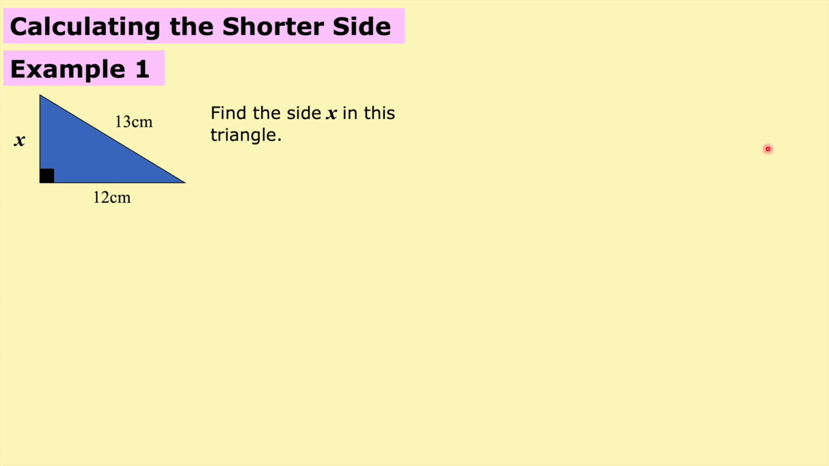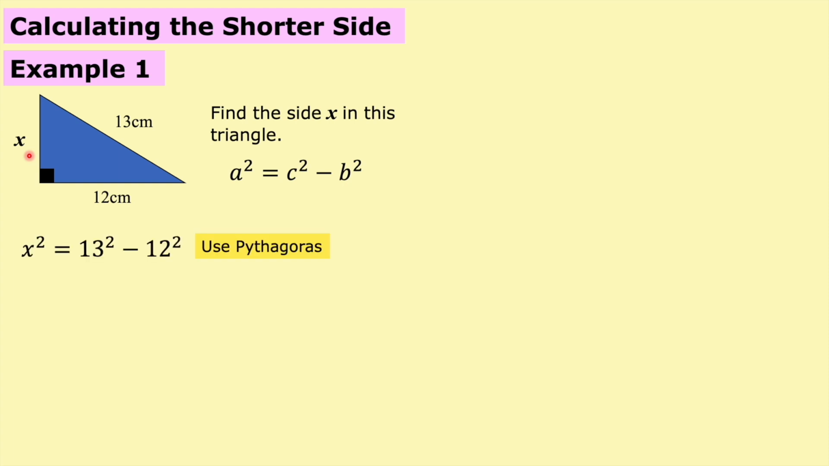First example, we have a right angle triangle. Remember, Pythagoras only ever works with right angle triangles. We have our length x here, our hypotenuse, our longest length, is 13, and one of our other shorter sides is 12 centimeters. So we have to calculate side x. Because we already know the longest side, we know that we're going to be using this other formula to find one of the shorter sides: A squared equals C squared subtract B squared.